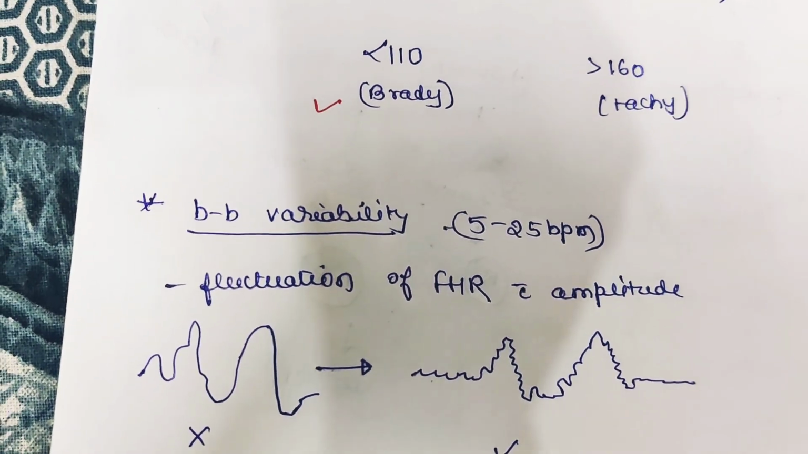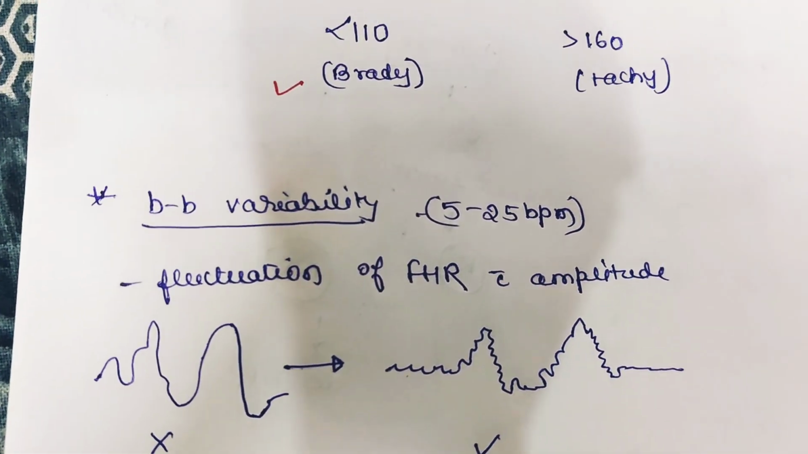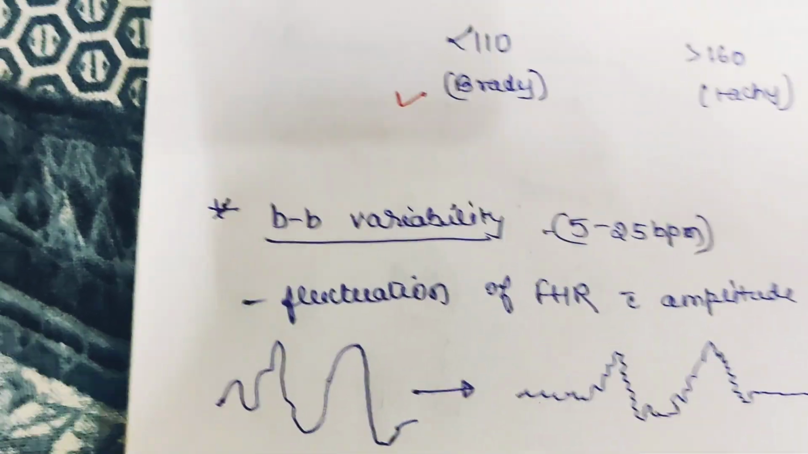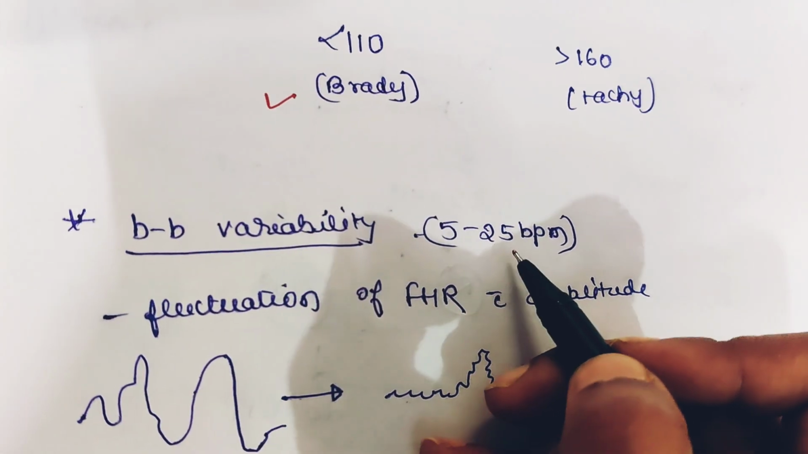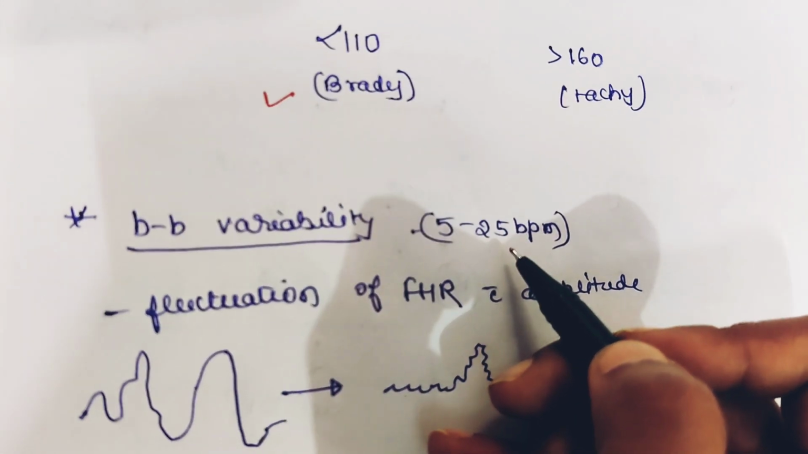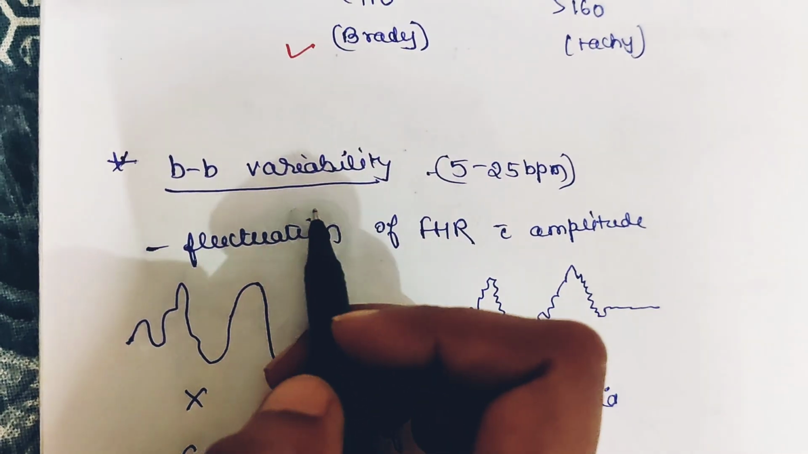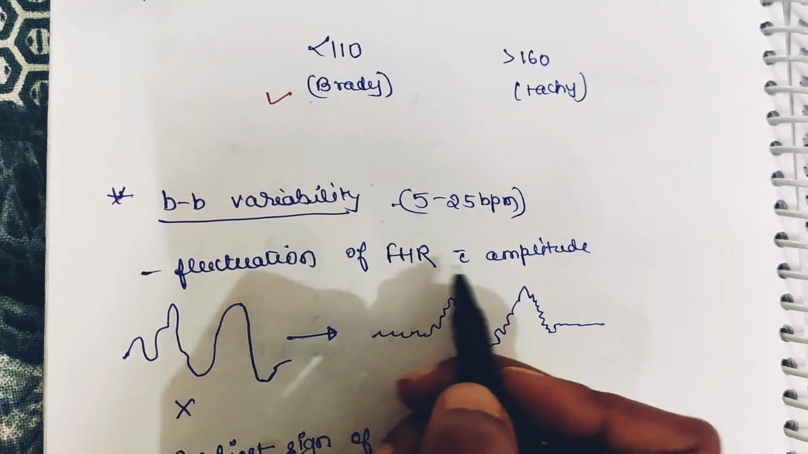And also there is something called beat to beat variability. A baseline variability of 5 to 25 is a sign of fetal well-being. If the beat to beat variability is between 5 to 25, it is normal and the baby is healthy. Beat to beat variability is actually the fluctuation of FHR with amplitude.